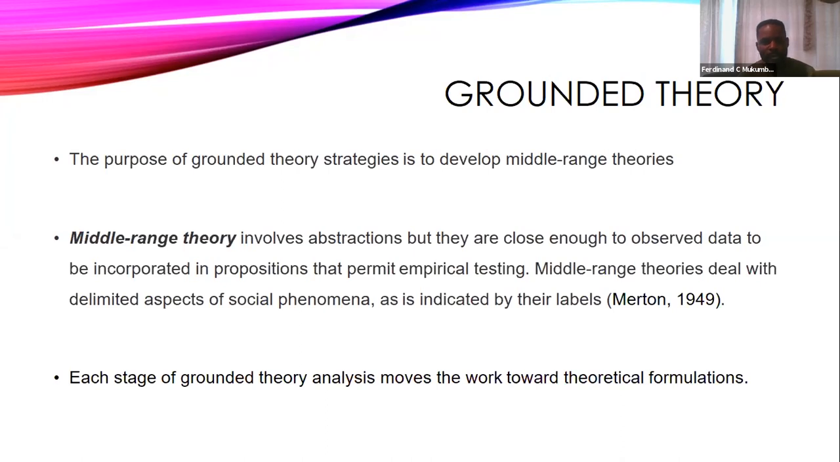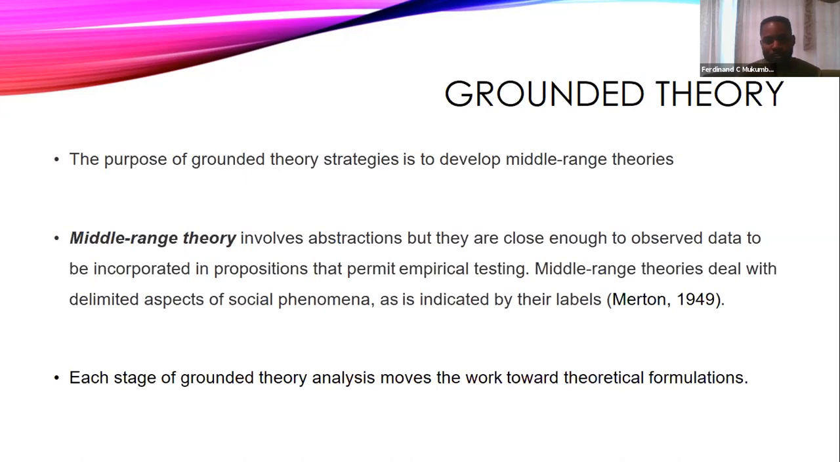Merton in 1949 described a mid-range theory as involving some level of abstraction, but the theory still remains very close to the data that was obtained. At the same time, the theory is abstracted enough to explain a phenomenon that can capture the reality of a particular group of people experiencing a particular phenomenon, maybe in a particular context. So it's not going to be your grand physics theory of pulls and pushes and the laws of movement, but a sociological level of theory that will allow you to explain different phenomena about a group of people. It involves some level of abstraction, moving away from your data, but the theory is grounded in the data that was obtained.